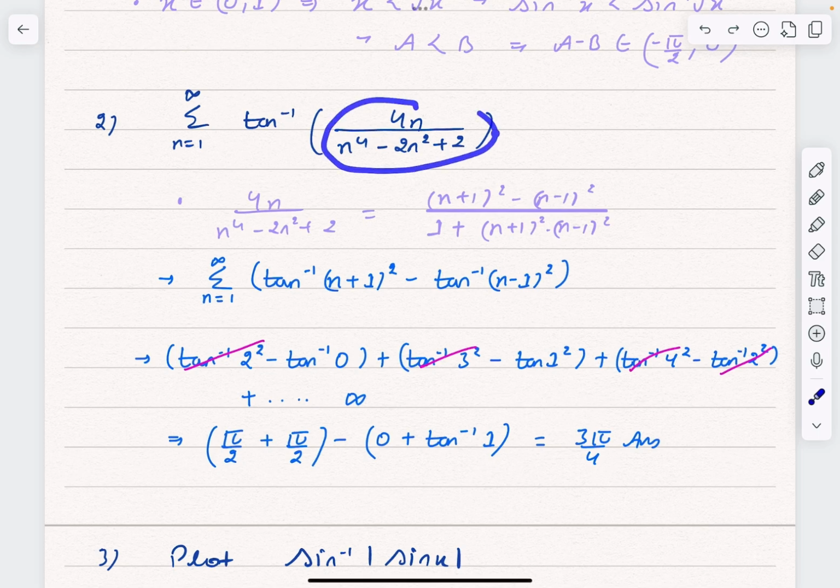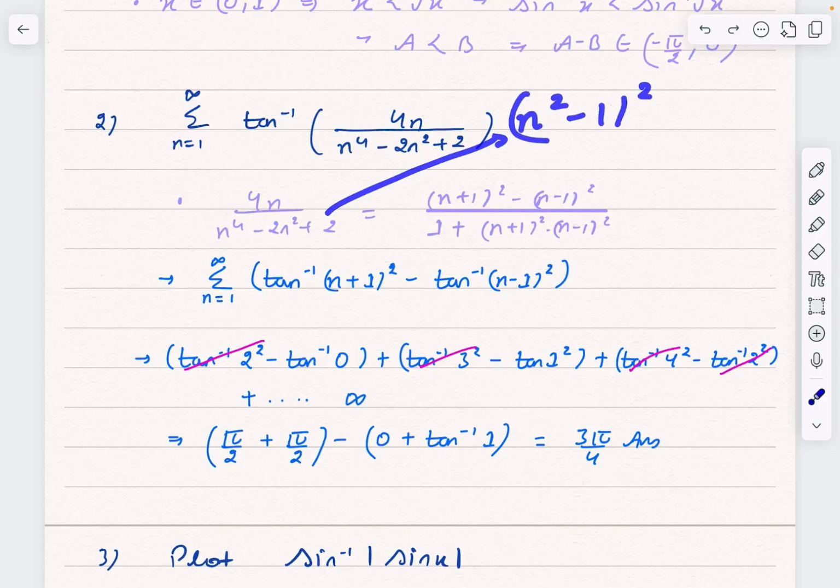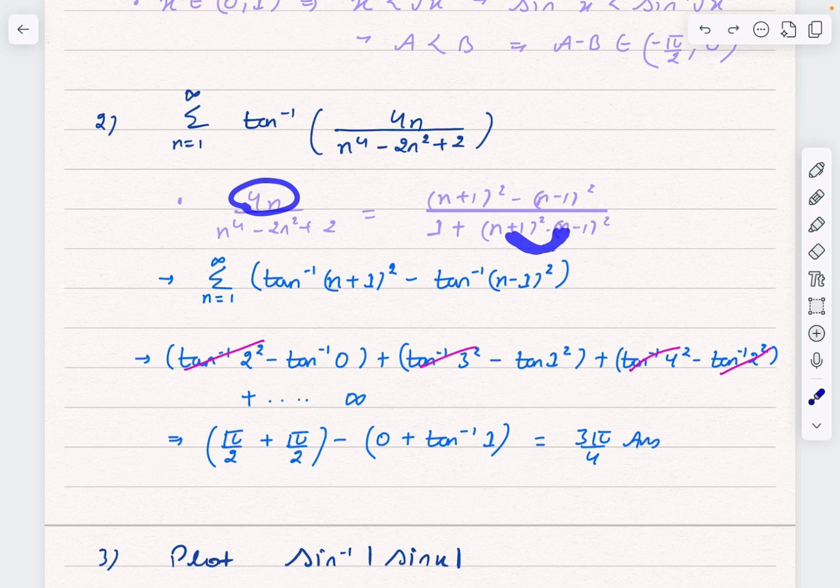So first of all, we try to simplify this in the form of x minus y by 1 plus xy. What you can see is we can write the denominator as 1 plus, if I split here, n square minus 1 whole square plus 1. Complete the square, and using a plus b, a minus b, you get n plus 1, n minus 1, so whole square. And the numerator is nothing but the difference of these two. If you subtract these two, you get 4n. So we can write this as n plus 1 square minus n minus 1 square.